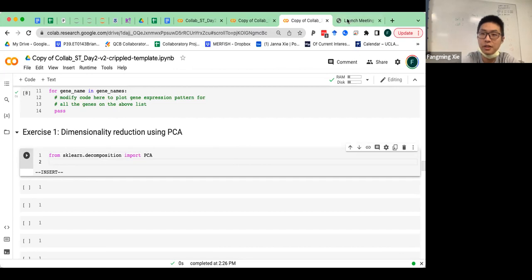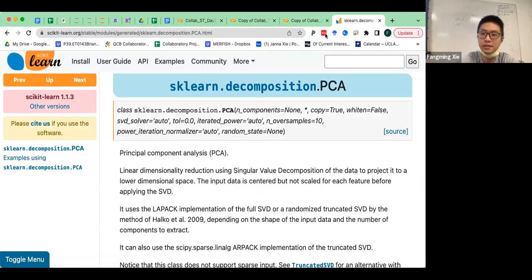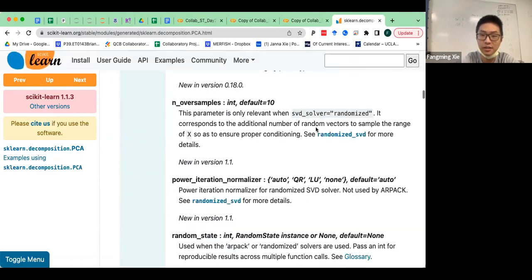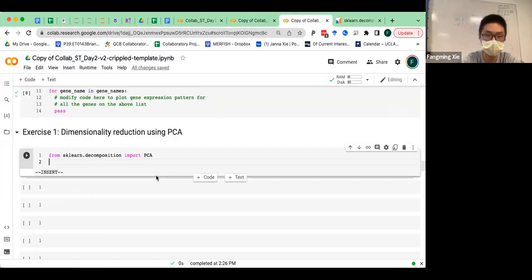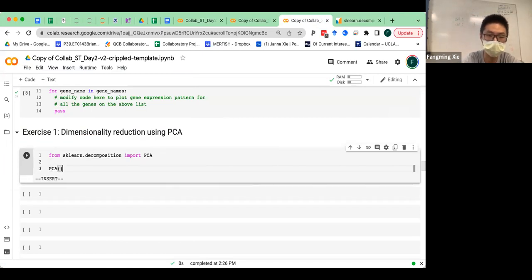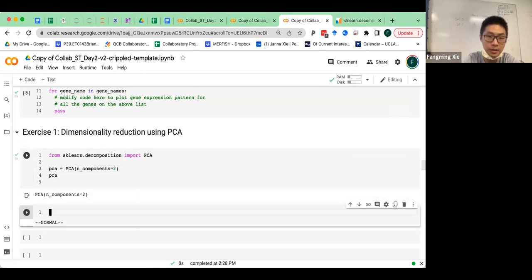So how do we do this? One thing is to go to their documentation. Let's say sklearn decomposition PCA. Immediately we can see how to use it. There's a lot of things on it, but we know that the key parameter is how many components you want to use, or how many dimensions you want to reduce your data set into. So in our case, let's say we apply PCA with n_components equals 2, because I want to show only 2 components. Let's call it pca.